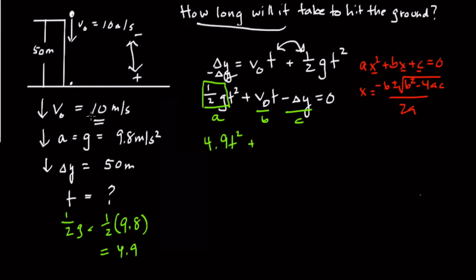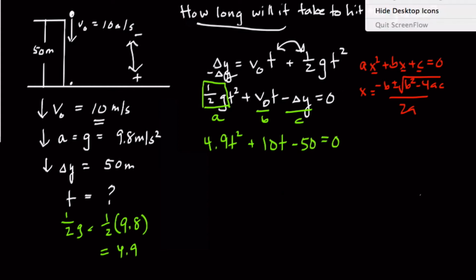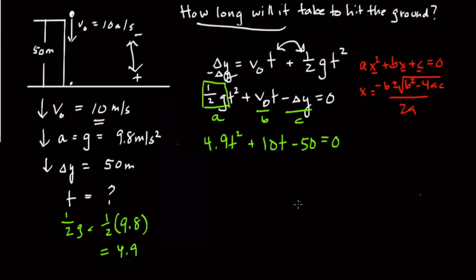V naught I'm given is 10 t, and then it's minus delta y. Well, delta y is positive 50, so I'm going to write minus 50, and that equals 0. So now that I have it in this format, all I have to do is substitute these numbers into the right spot in this quadratic formula. So just to make sure I get this right, this 4.9 is going to be the A, 10 is B, and C is negative 50. I've got to keep track of that negative sign.